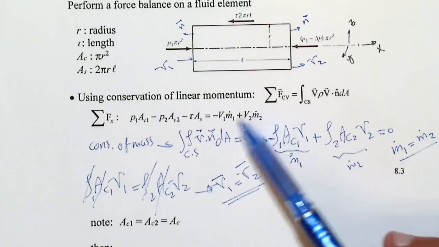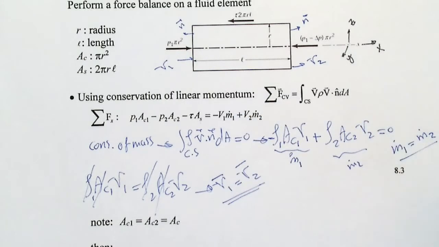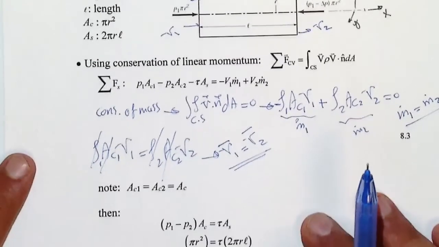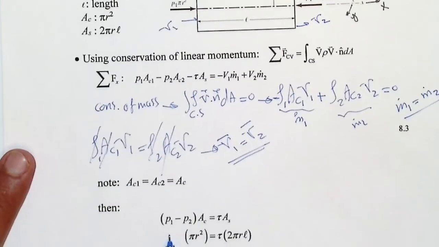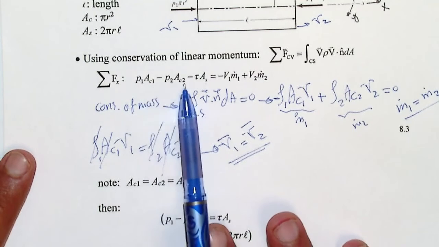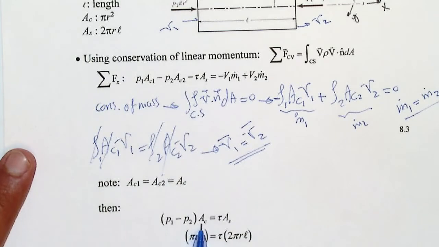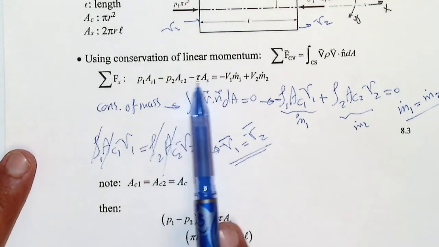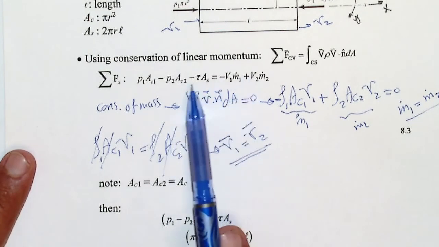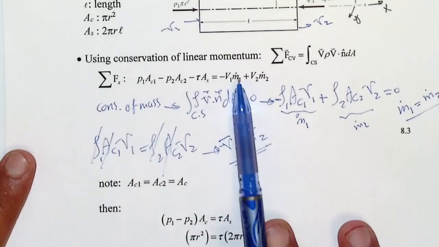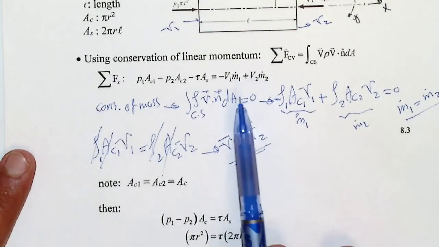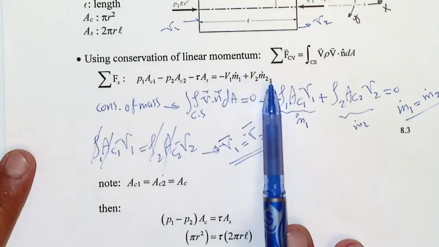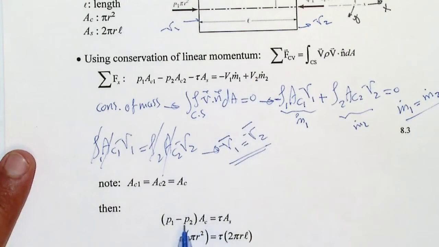So we can get rid of these two terms, right? If we get rid of these two, what will we have left here? We can write down P1 minus P2, from here to here, and AC1, AC2 are the same, so we can assume it is AC only here: P1 minus P2 times AC. Bring the tau AS to the other side and make it positive, and we get rid of these two terms because we found out from conservation of mass that these two are the same. So we found that this is the force balance now using the conservation of momentum.